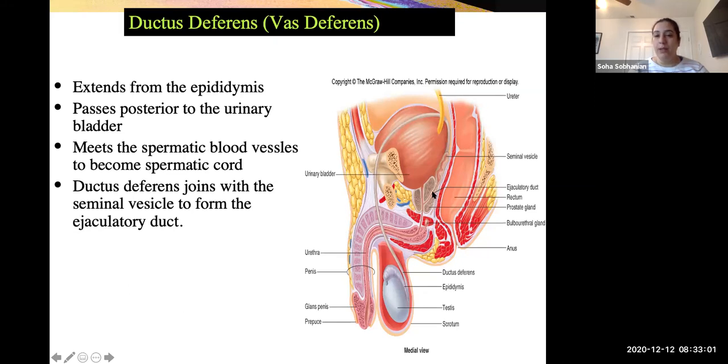So when it goes through the ejaculatory duct, now you are connecting that ejaculatory duct to your urethra. So here is the urethra, and then again, this urethra is going to go through the length of the penis and eventually release or ejaculate the semen into the external environment.